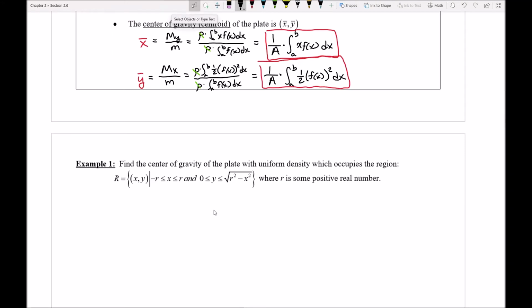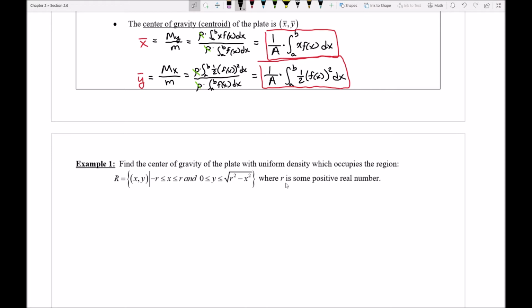Let's take a look now at example 1 and try to find the center of gravity of a plate of uniform density which occupies the indicated region here. Now, if I take a look at this region, I can notice that it looks a little bit intimidating. It's not really being communicated in a very simple way. But let's go ahead and see what we actually have and how we can interpret what we have here.